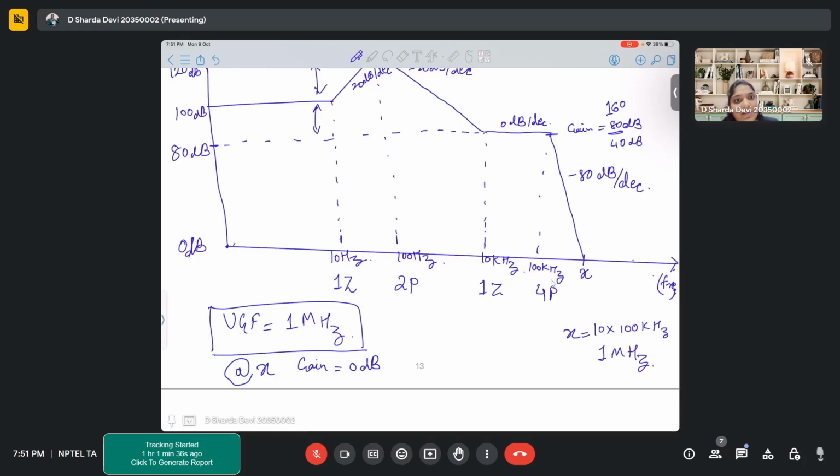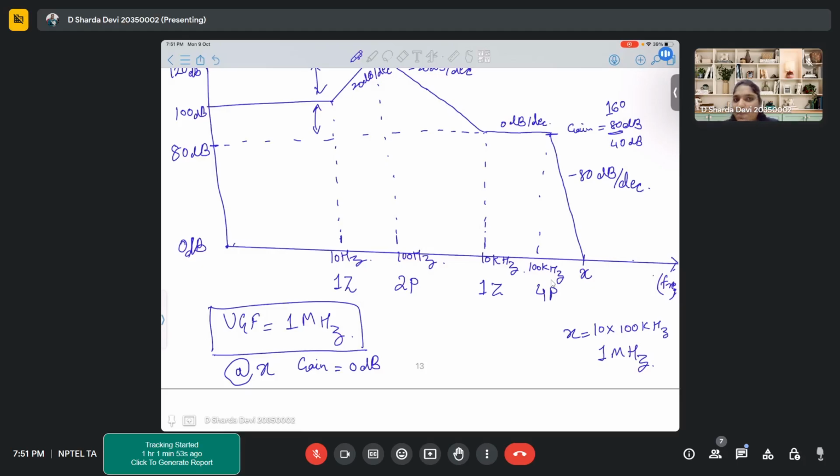Yes, ma'am. So it will be 5 times. Yeah, 500 kilohertz. So for 40 dB, it would be 500 kilohertz. For 80 dB, it will be 1 megahertz. For 160 dB, it will be 10 megahertz.